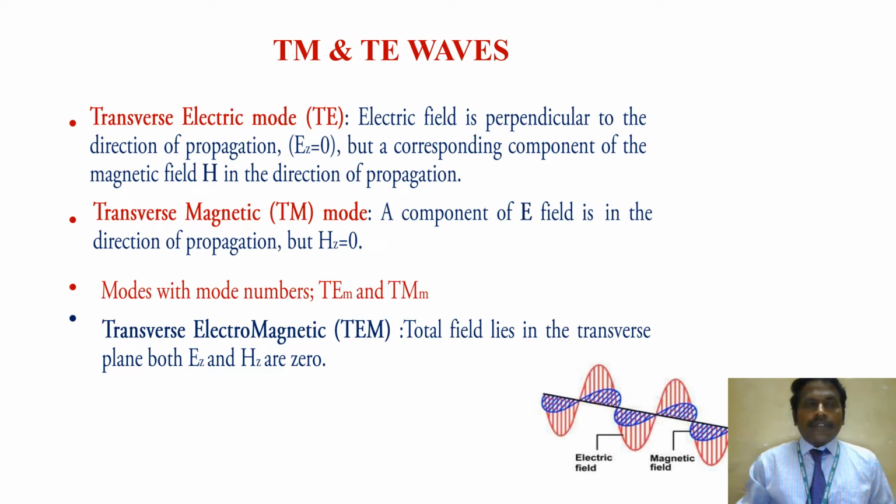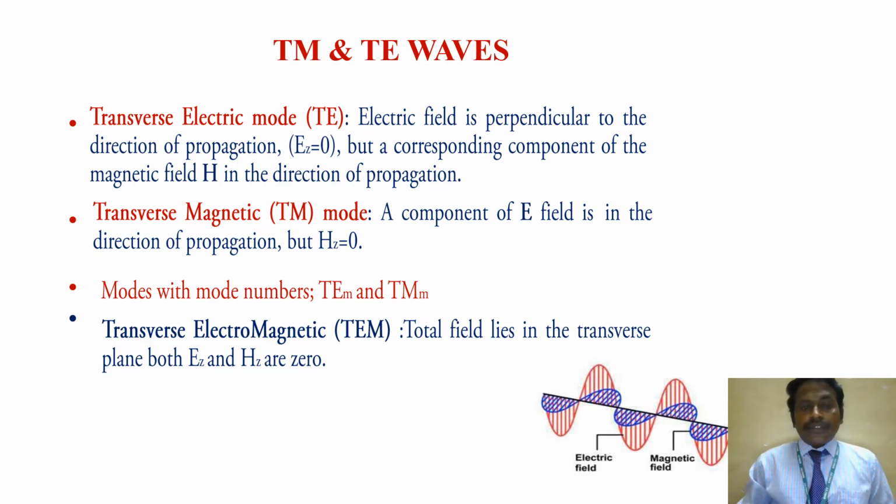The next one: what is the transverse electric mode? The electric field is perpendicular to the direction of propagation. For example, if the wave is propagated in the z direction, then the electric field component in that direction is equal to zero, that means Ez is equal to zero. But the corresponding component of the magnetic field is along the propagation. Then the mode is called a transverse electric mode.